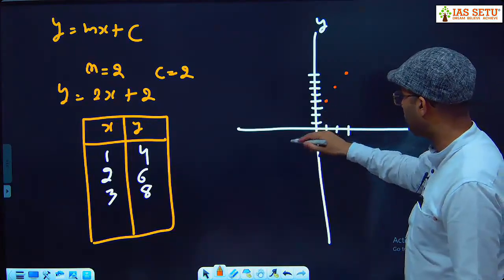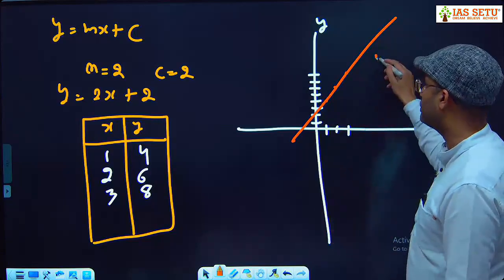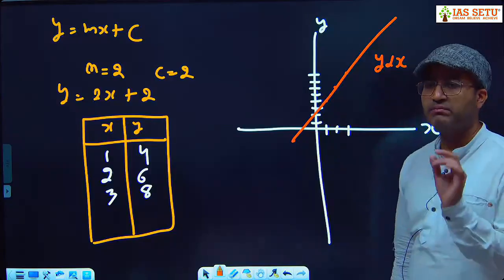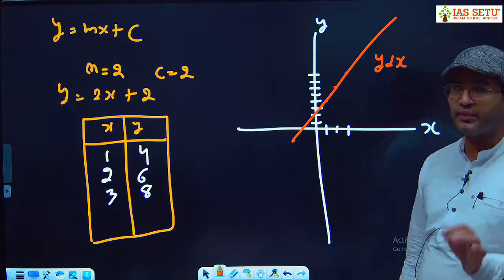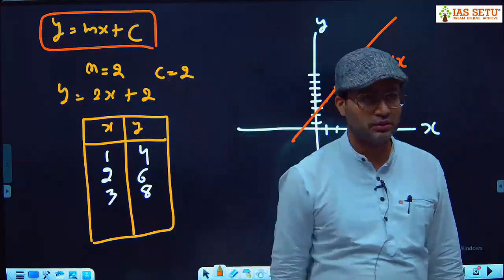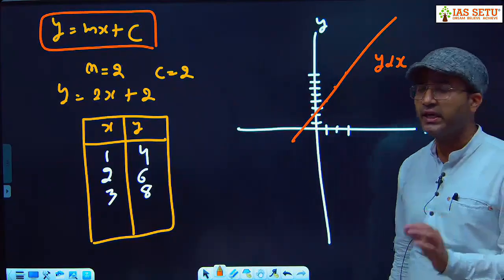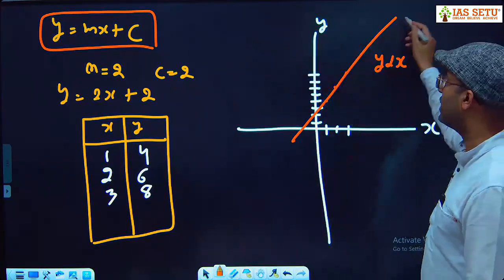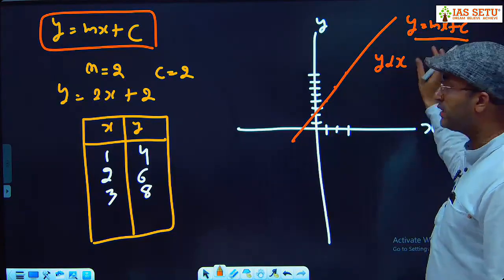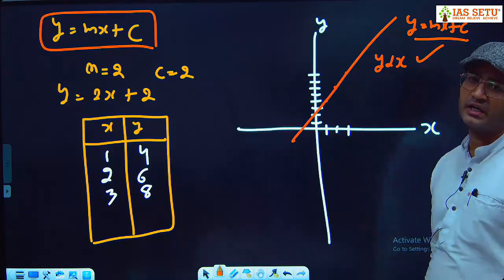If you join this, you get a straight line, which observation-wise also shows y is directly proportional to x. But my concern is not observation. My concern is, tell me, does this line satisfy this equation, yes or no? I made this line using this equation, so we will say this graph satisfies y is equal to mx plus c, and in mathematics any graph which satisfies this equation represents y is directly proportional to x.